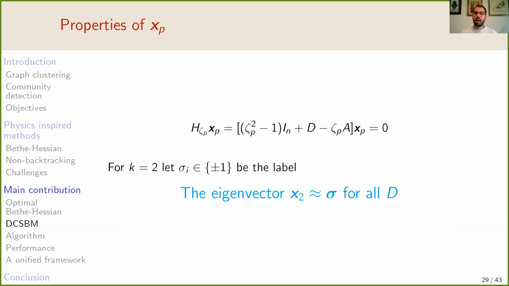In fact, it maps nodes in the same community to the exact same point in the feature space. And if x2 is a close approximation of the vector sigma, then the feature extraction obtained with the vector x2 will be a good feature extraction. This for any degree distribution. This argument is also valid for k greater than 2, but is a little more involved to present, and I leave it for the moment.